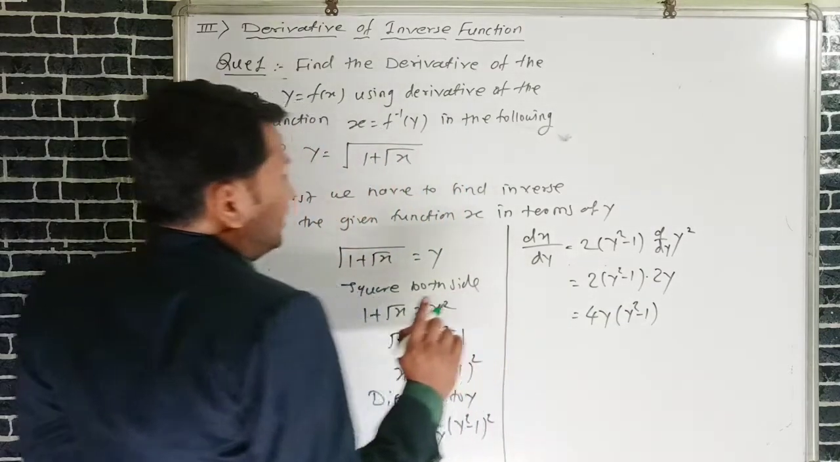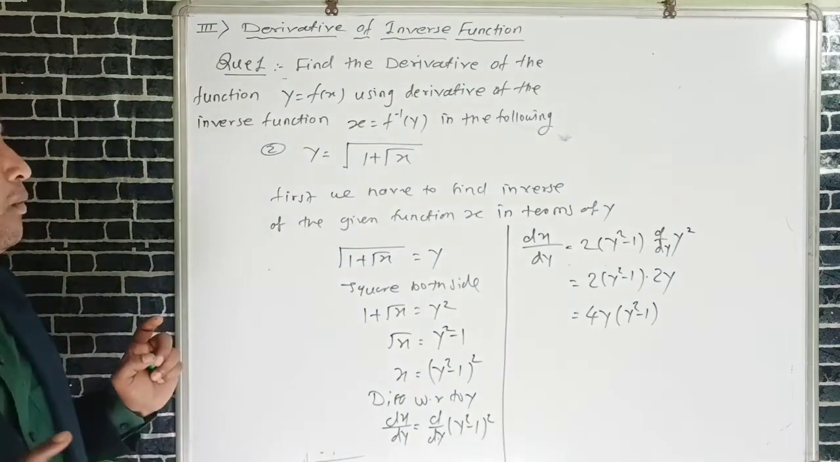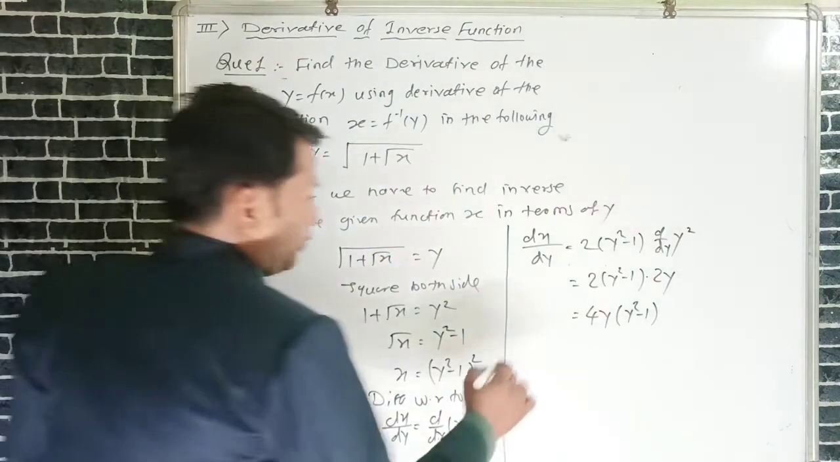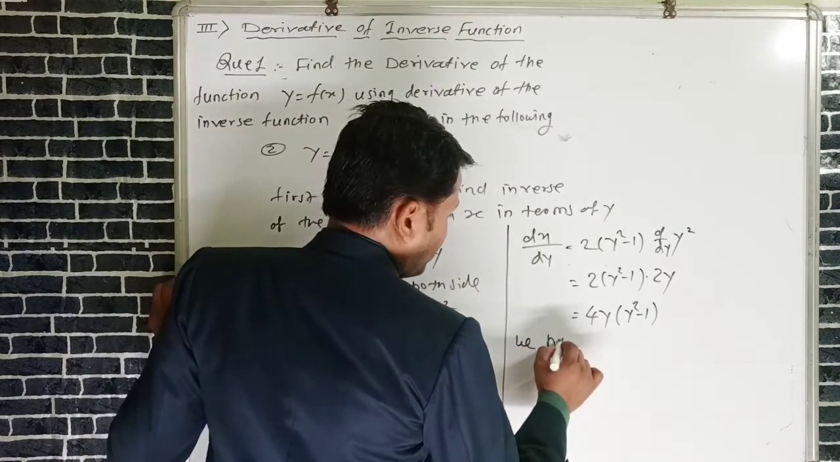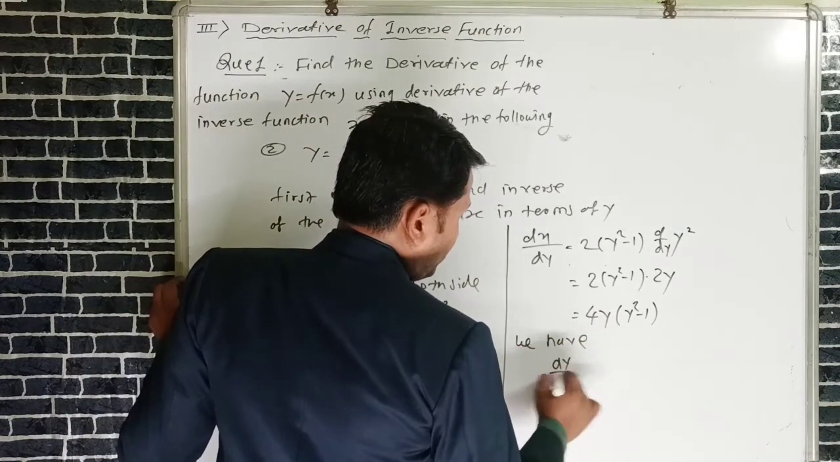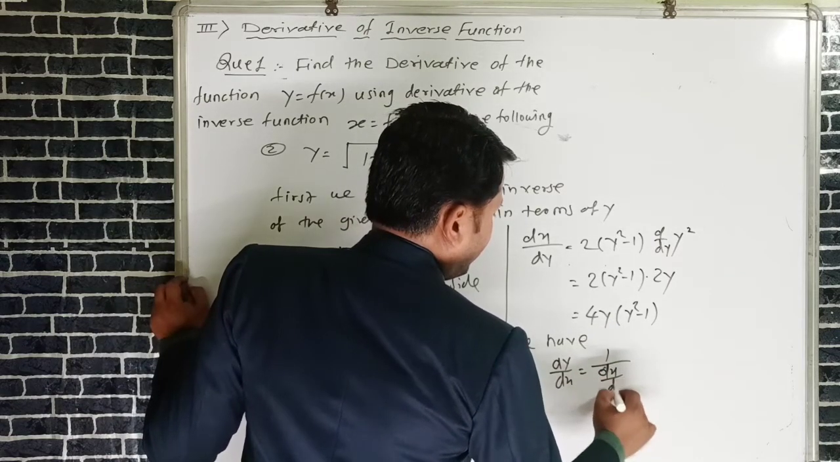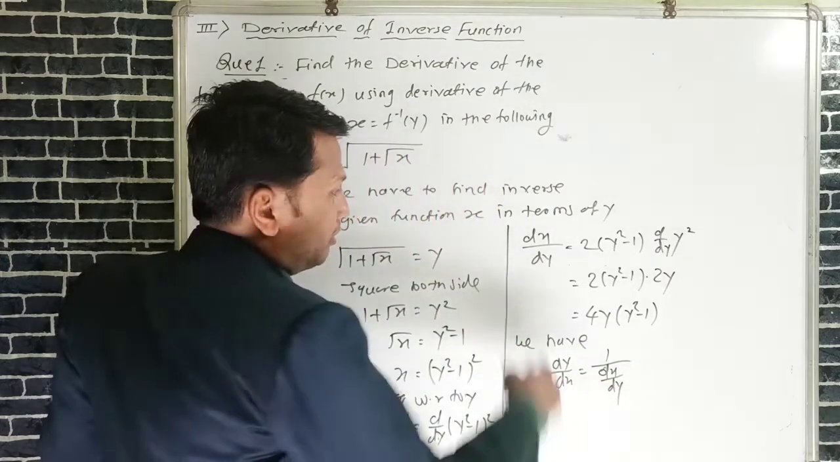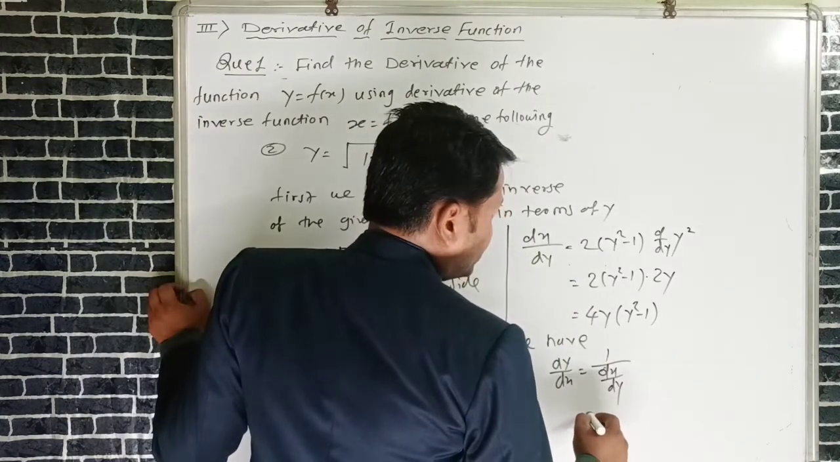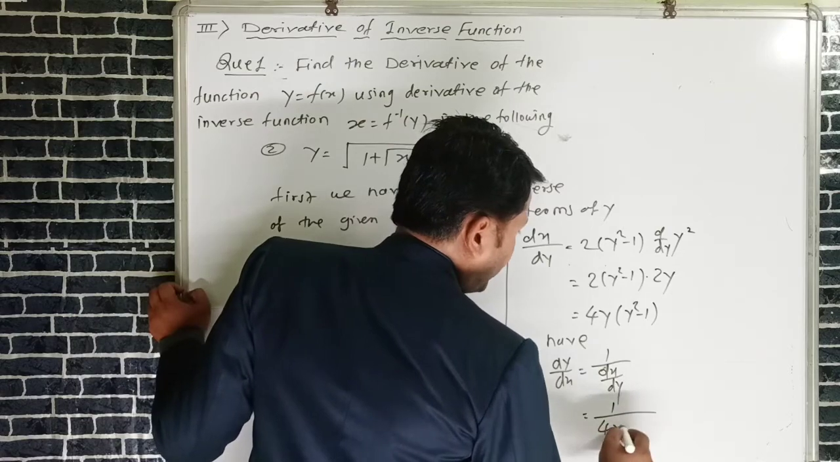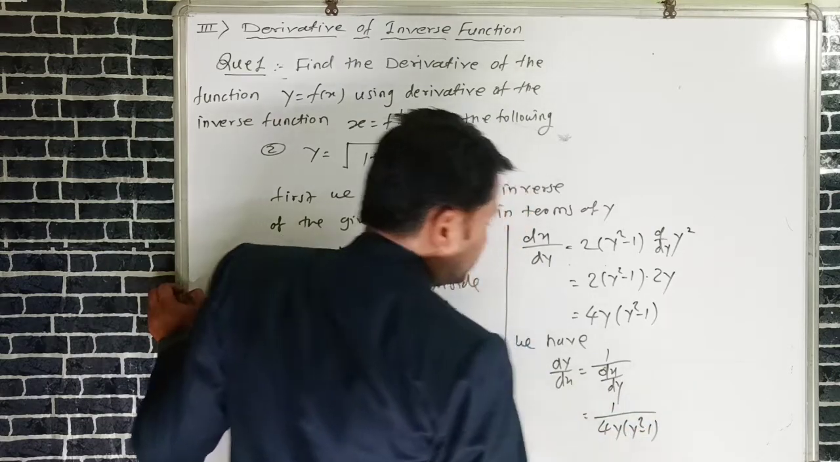But we have to find the derivative of y in terms of x. And we have dy upon dx is equal to 1 upon dx upon dy. The value of dx upon dy is equal to 4y into y square minus 1, so dy upon dx is 1 upon 4y into y square minus 1.